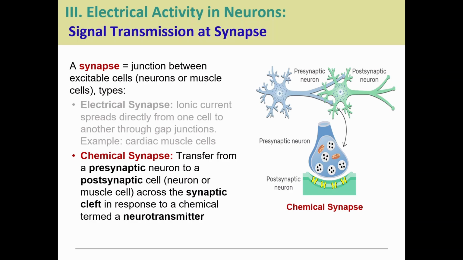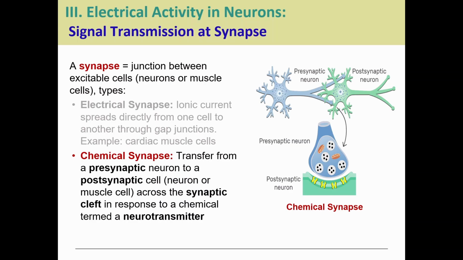We have a couple types. We have electrical synapses. We're not worried about that so much. We'll talk about that when we get to cardio. We're not there yet, so don't worry about it. The one we're going to talk about more, though, is the chemical synapse. This is where we have what's called a presynaptic neuron and a postsynaptic neuron. The presynaptic neuron is the one that just sent its action potential down its axon. The postsynaptic cell is about to receive that signal from that neuron.